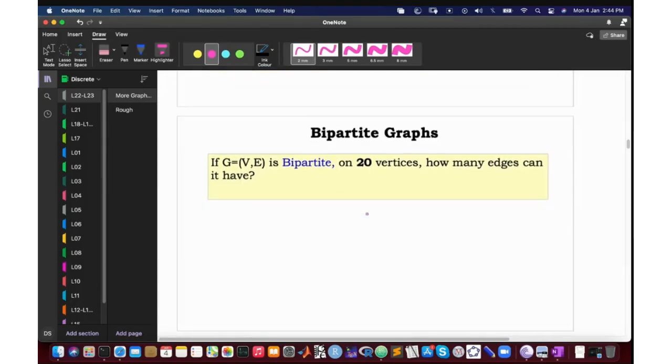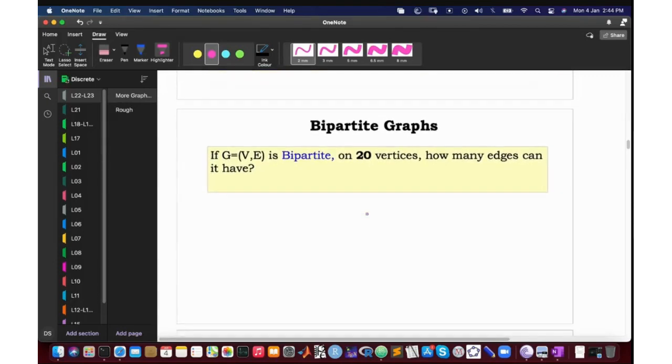Here is a question. I think this is an interesting question, so pay attention. I'm giving you the information that I have a graph, G, and it's a bipartite graph. And I tell you the total number of vertices in this graph is 20. And I ask you the question, what's the maximum number of edges that this graph can have? What do you guys think?